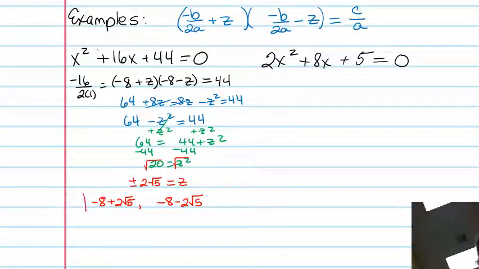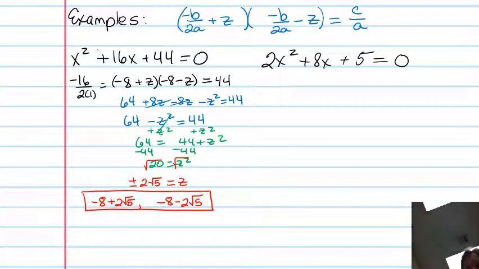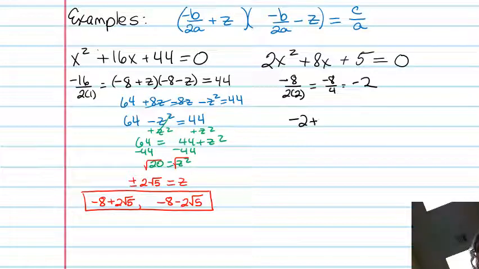Alright, so now this next one works the same way. The negative b over 2a, so I've got negative 8 over 2 times 2. That's going to give me negative 8 over 4, which is, in fact, negative 2. So this time I have negative 2 plus z and negative 2 minus z is equal to 5 over 2. This time, c over a.